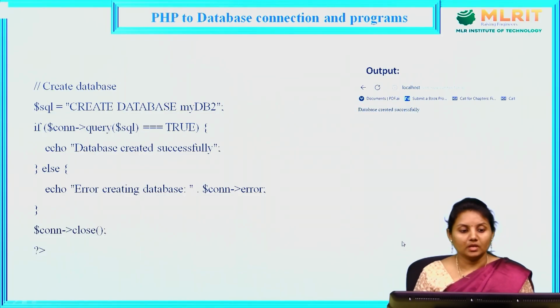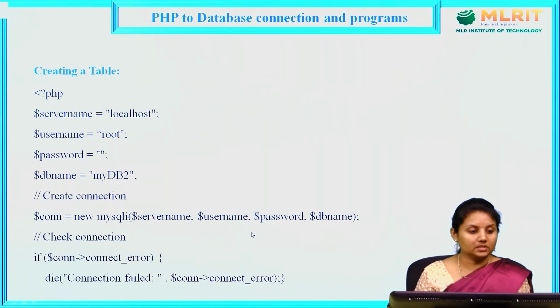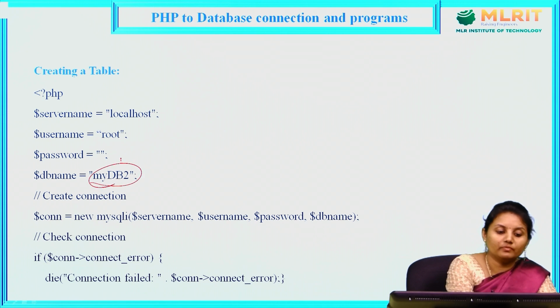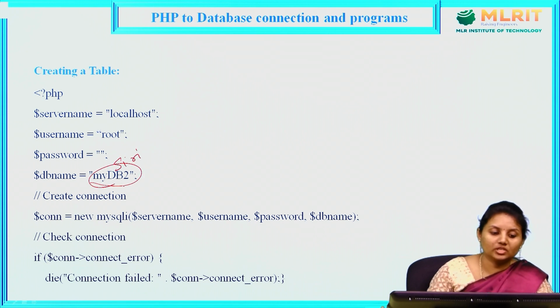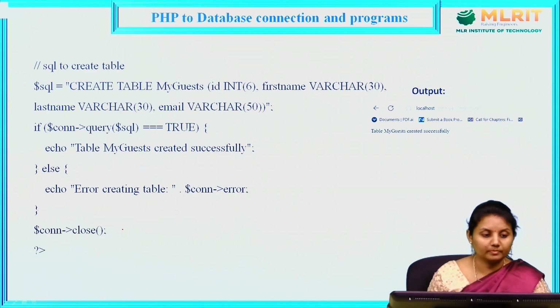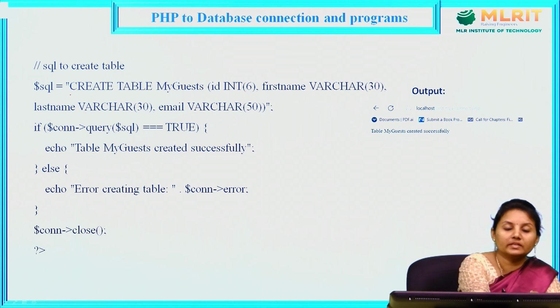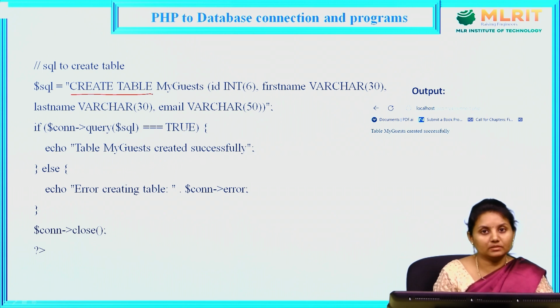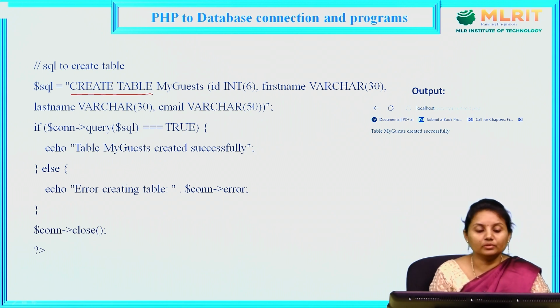Now next, let us see how to insert or how to create a table. We have created a database, now we have to create a table. So how to create a table? This is all a connection code. So once the connection is successful, so database name, so we have created Siri, so you can change this to Siri. Then once the connection is over, we are creating a table. Again, no need to create a database, already database is created. So we are directly going to create table.